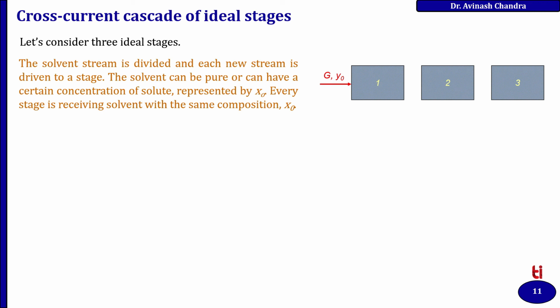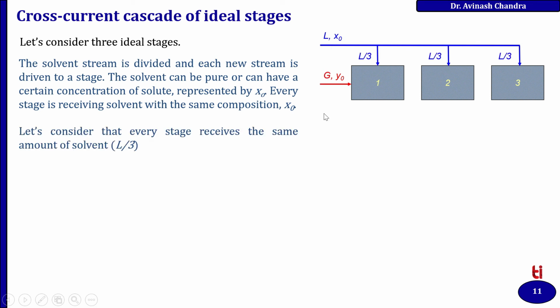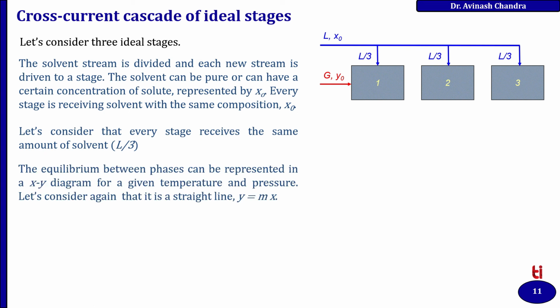For the cross current cascade of ideal stages, considering 3 ideal stages 1, 2 and 3, the gas stream enters stage 1 with composition y naught, and the liquid stream enters individually stages 1, 2 and 3 with composition x naught and flow rate L. So every stage receives the same amount, L by 3. Then the equilibrium between phases can be represented in the XY diagram for a given temperature and pressure as y equal to mx, the equilibrium line.